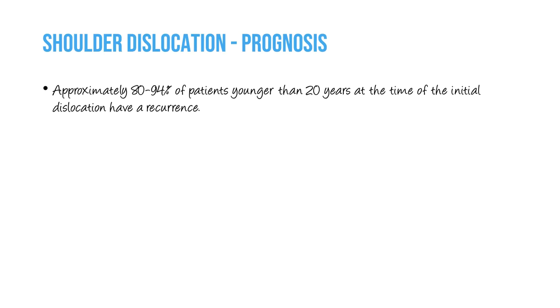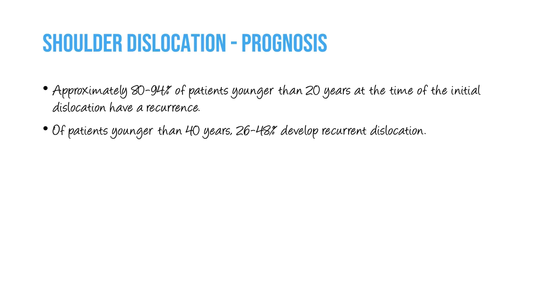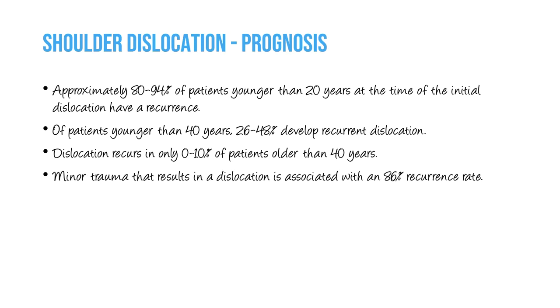The prognosis is very, very good. About 80 to 90% of the younger patients, especially those less than 20 years at the time of initial dislocation, can have recurrence, but usually the prognosis is good. Of patients younger than 40 years, 26 to 48% develop recurrent dislocation, and recurrence is only in about 10% of patients over 40 years. So as the age increases, the recurrence rate of dislocation decreases. Minor trauma that results in a dislocation is associated with an 86% recurrence rate.